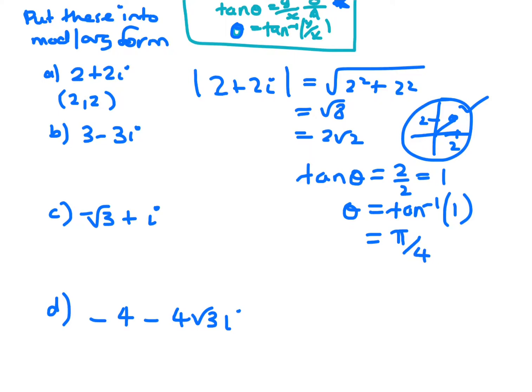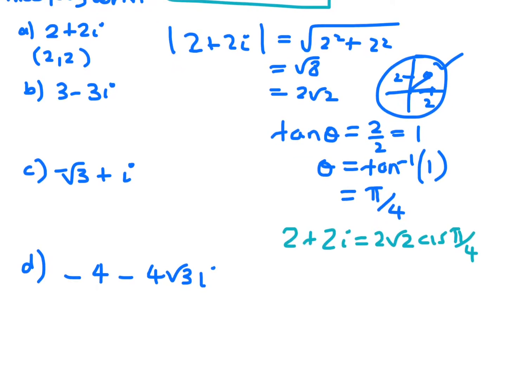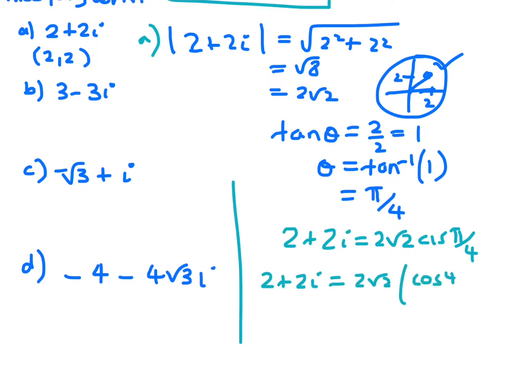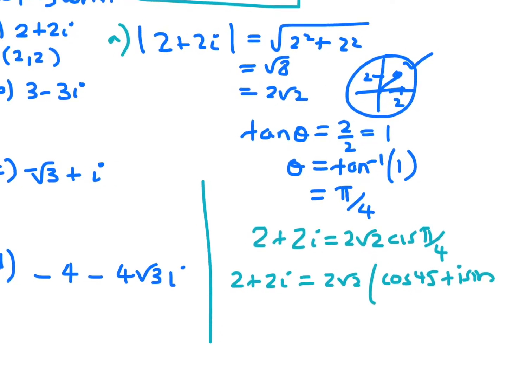So that means that 2 plus 2i can be written as 2 root 2 cis pi on 4 in mod arg form. Now I just want you to take a look at something. If I went back the other way, that would be 2 root 2 times cos 45 plus i sine 45. And if you look at that, that's 2 root 2. Cos 45 is 1 on root 2. Sine 45 is 1 on root 2.